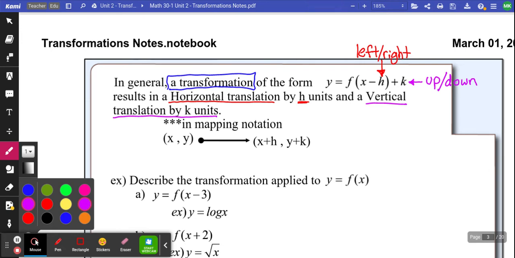Perfect. What those things are doing is they're taking every ordered pair and every point and they're moving it. To show how they move every little point, we use something called mapping notation. If you're moving something left or right horizontally, then you're changing the x value of something. So in mapping notation, that means your x value would change by whatever h is. So if h was 2, then every x thing would go over 2. So it becomes x plus 2. If you're moving something up or down, that's vertical, so the y value is changing. In mapping notation, that means the y value goes up or down by whatever k is. Again, if k was 2, that means you went up or down 2 units. And that's mapping notation.